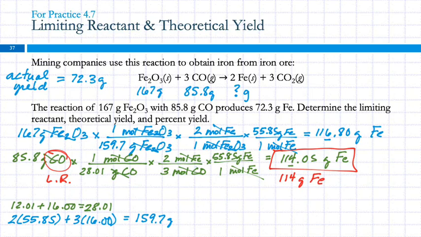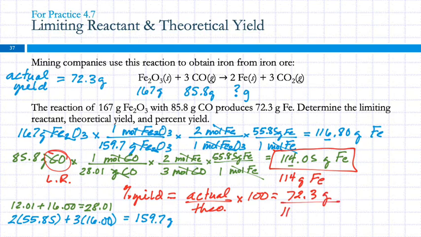And then they want the percent yield. So percent yield is the actual yield over the theoretical yield. Actual over theoretical times 100. They told me what the actual yield was because that's the only way I'm going to know what it is. I'm going to divide by my theoretical yield, multiply by 100. 63.4%.